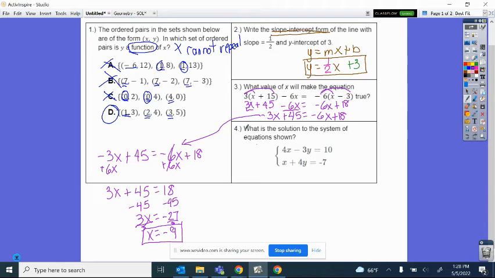Okay. Number 4 asks you to find the solution for that system of equations. So you remember that we solved by graphing, by substitution, and by elimination. This one with its x's in a column, y's in a column, and numbers in a column is going to be best for the elimination method here.